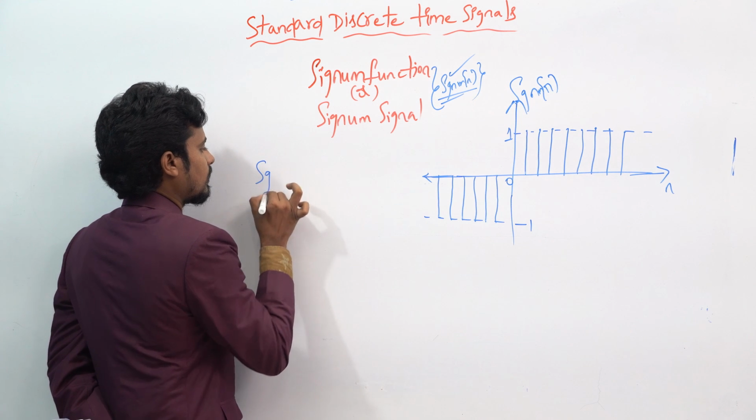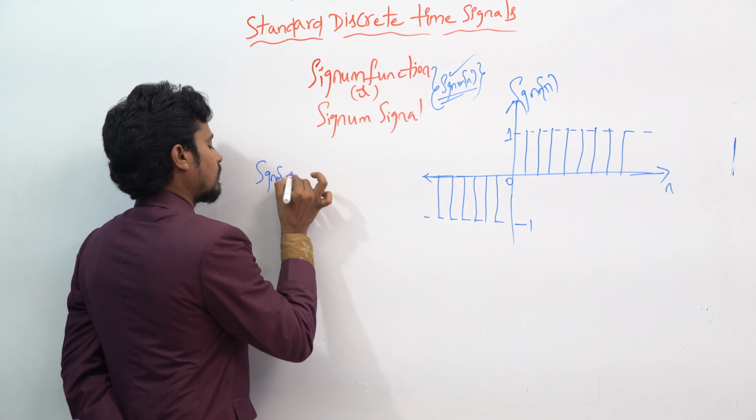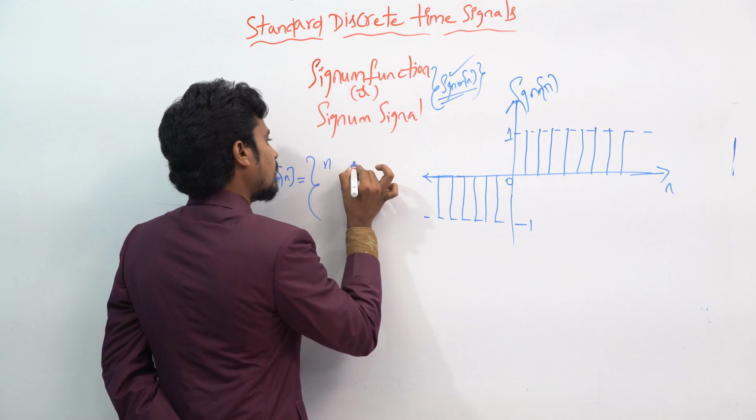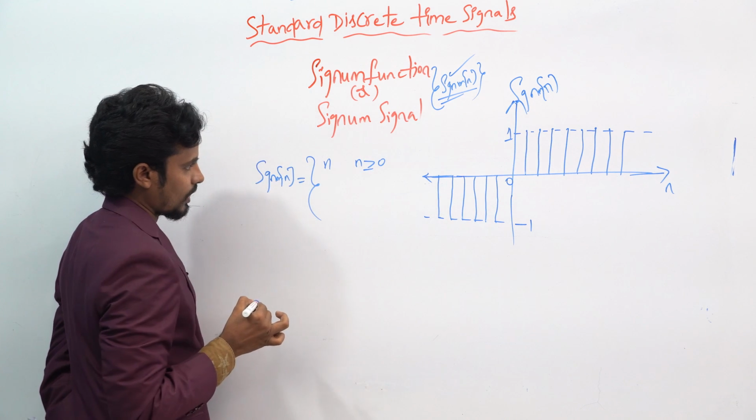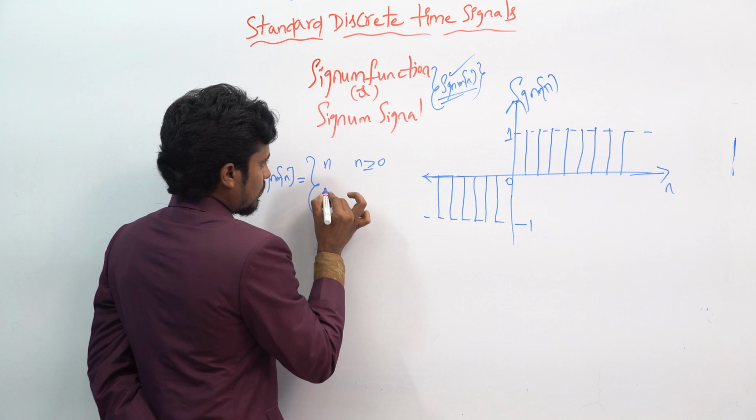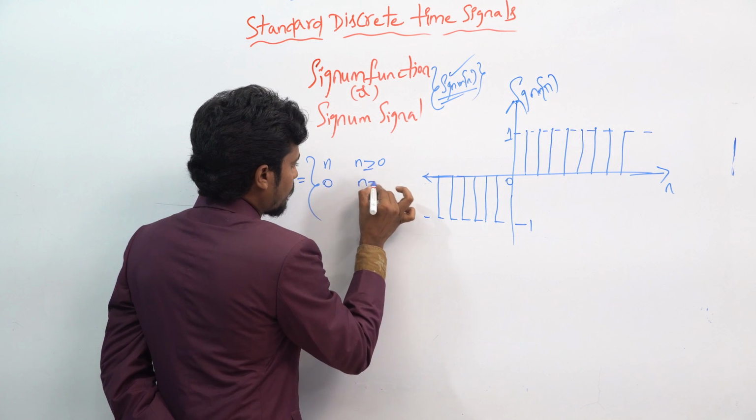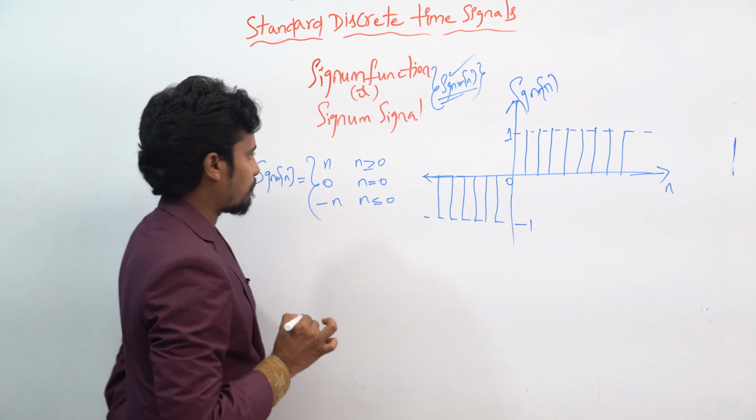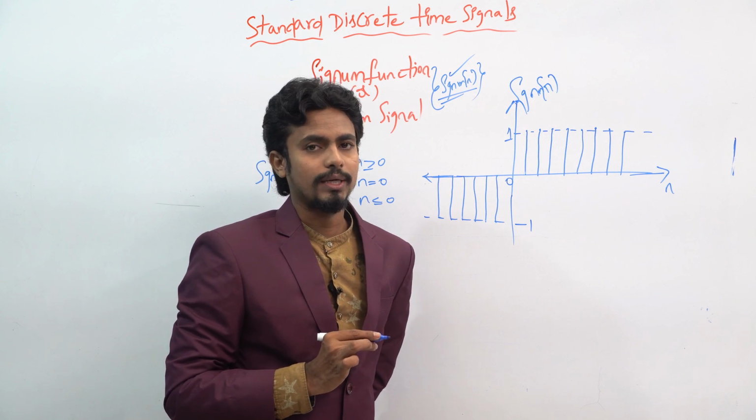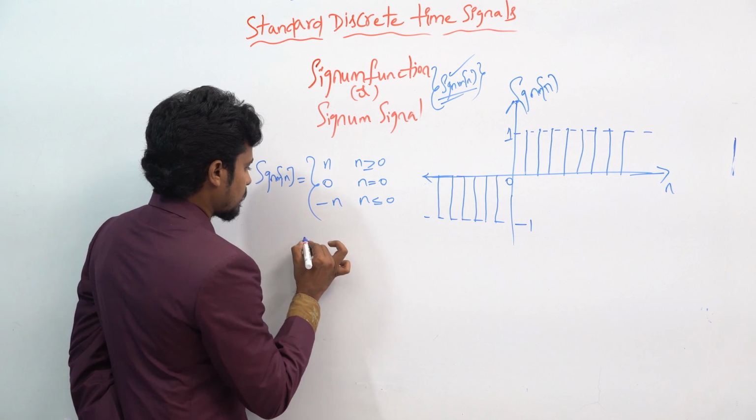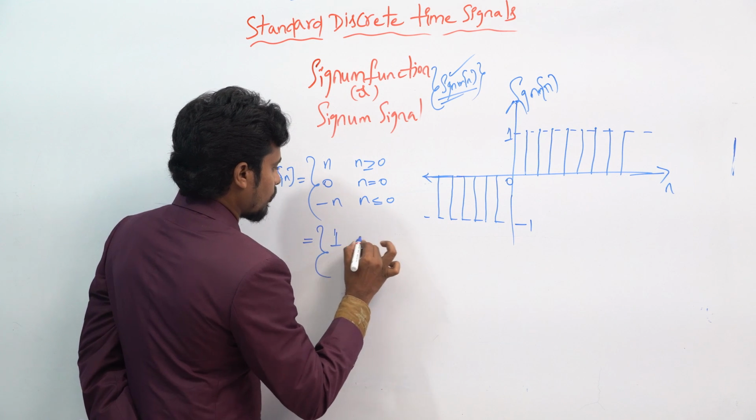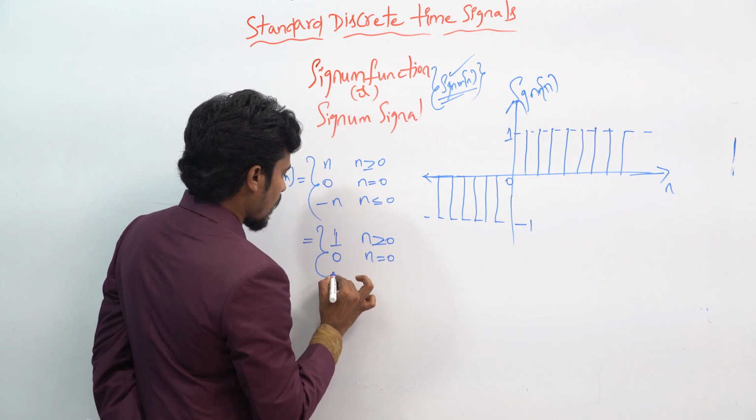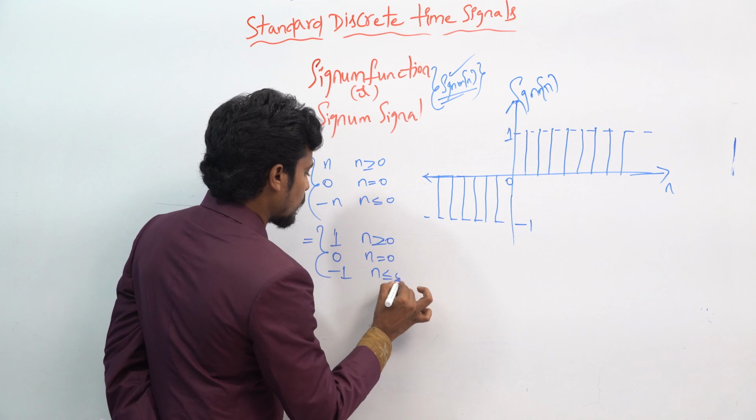Signum of n will be equal to n for n greater than or equal to 0, 0 for n equal to 0, and minus n for n less than or equal to 0. Put 1 in place of n. What will happen? This will be plus 1 for n greater than or equal to 0, 0 for n equal to 0, and minus 1 for n less than or equal to 0.